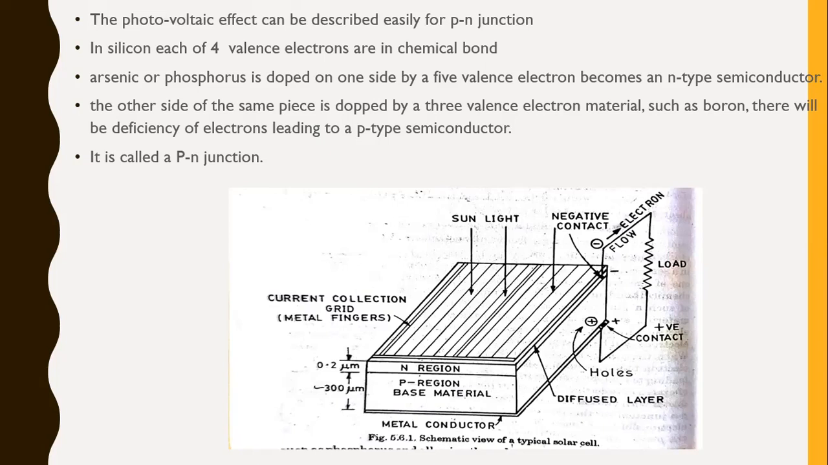Okay, so one side p-type and the other side n-type is called a p-n junction. In this junction, after the solar radiation photons are absorbed, free electrons will be on the n side and holes will be on the p side. After the absorption of photons, free electrons on the n side will tend to flow to the p side, and holes of the p side will tend to flow to the n region.